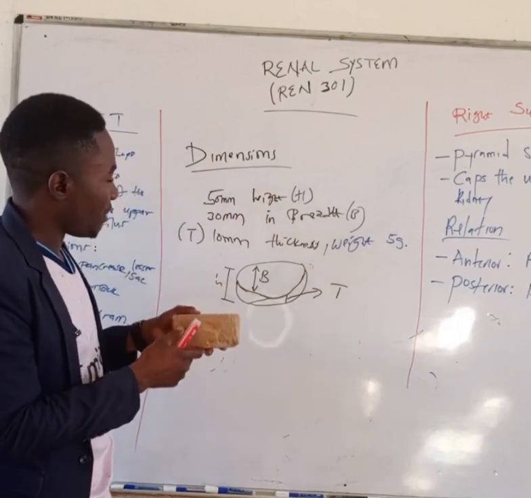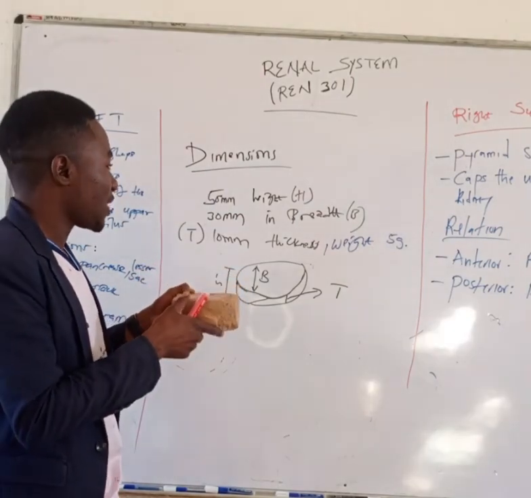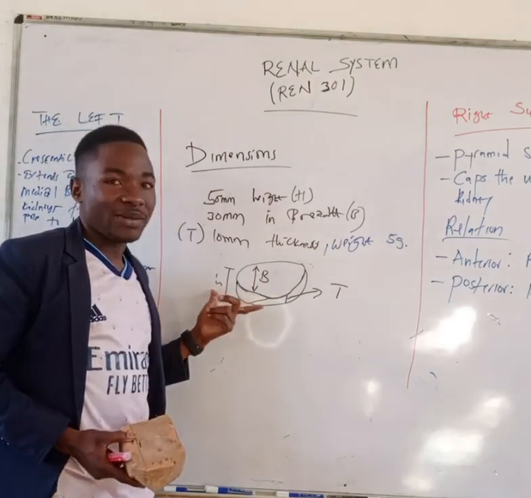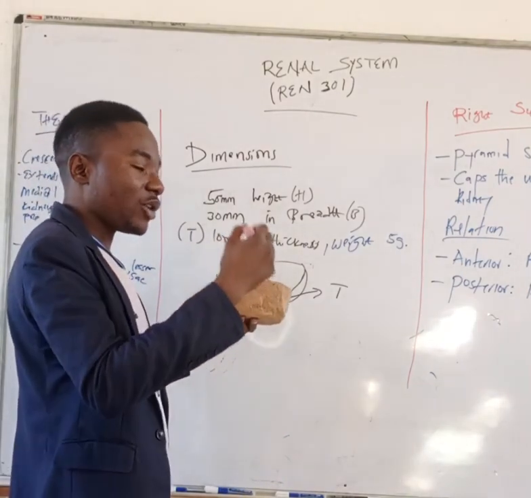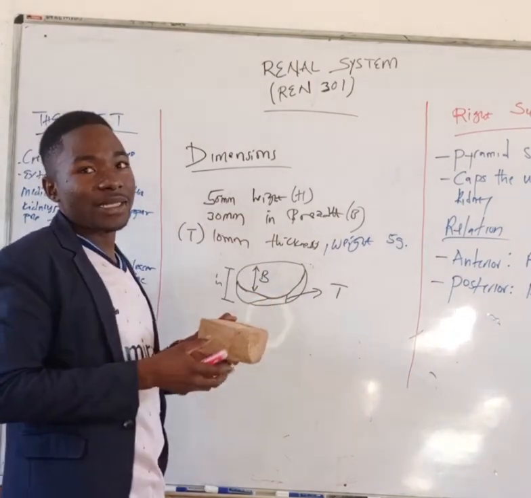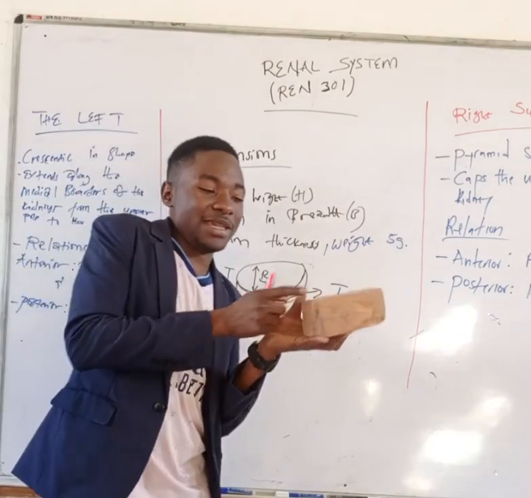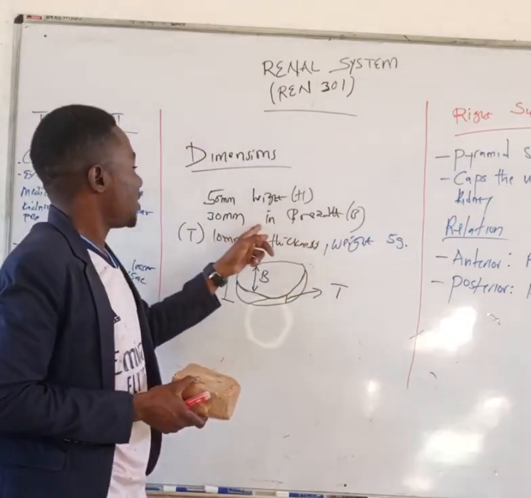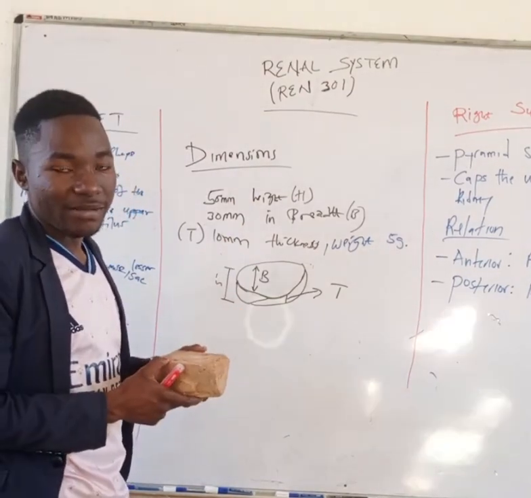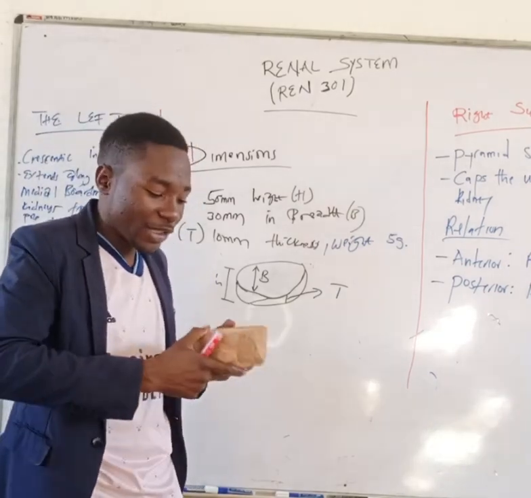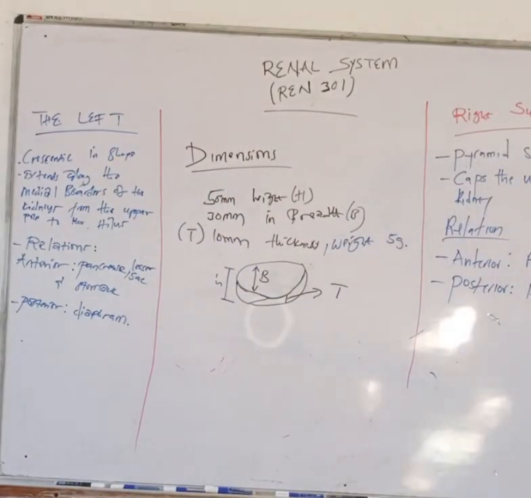Sorry, the height. The height of the suprarenal gland is 50 millimeters. Approximately, you need to remember that these are just figures, and they mean we are talking about a normal adult male, a 70 kg adult male. The normal adult man is supposed to have a 50 millimeter height of the suprarenal gland, and then 30 millimeters in breadth. The thickness is supposed to be 10 millimeters, and the weight, the heaviness, is supposed to be 5 grams. That is what I wanted you guys to know about the dimensions of the suprarenal gland.